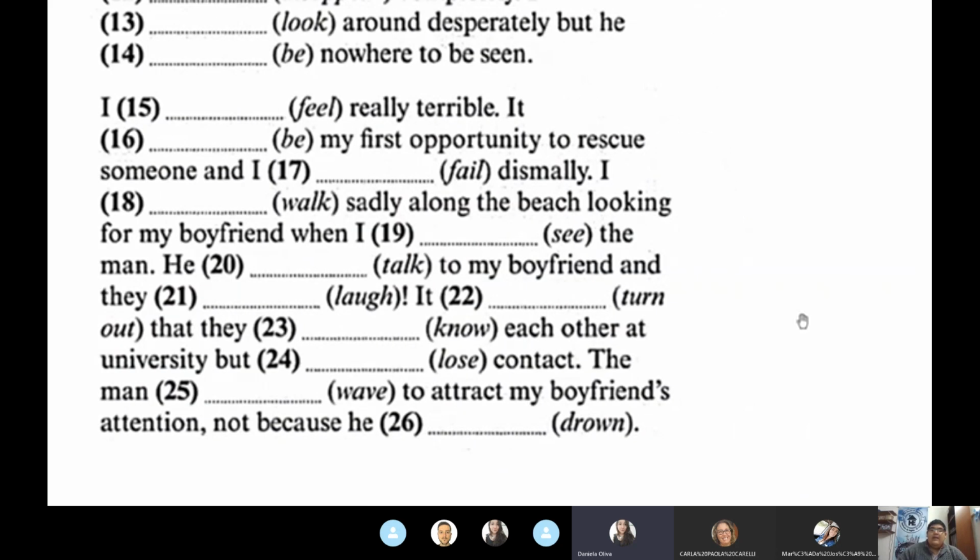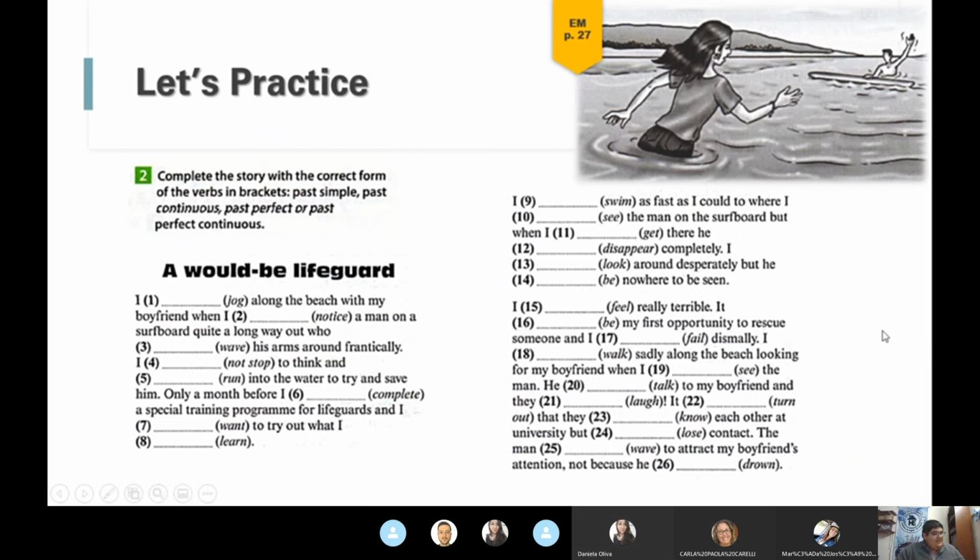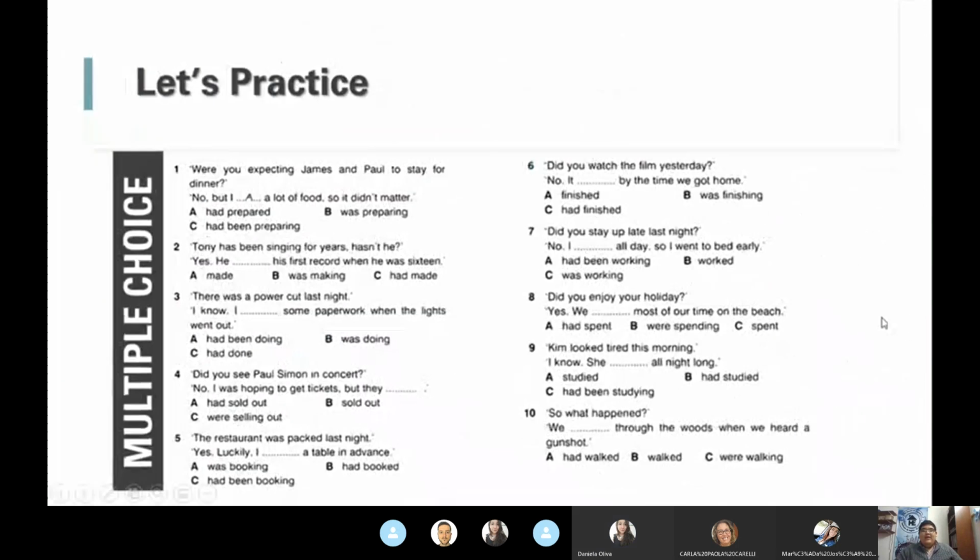The man had been waving to attract my boyfriend's attention, not because he had been drowning. Drowning, ahogar. Okay. Well, this is for next class.